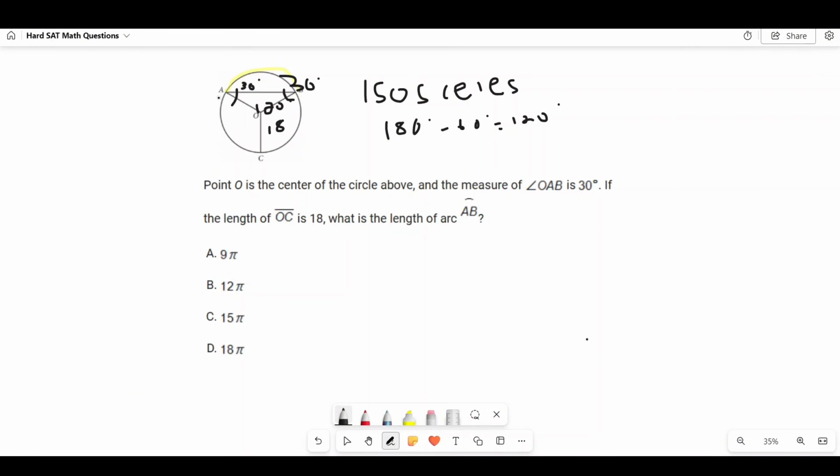So using that knowledge that this portion of the triangle fits arc AB, we use the formula 120 degrees over 360 degrees. And we multiply that by the circumference of the circle, 2 pi r, where r is 18 because OC is the radius of the circle. We're given 12 pi as our answer.